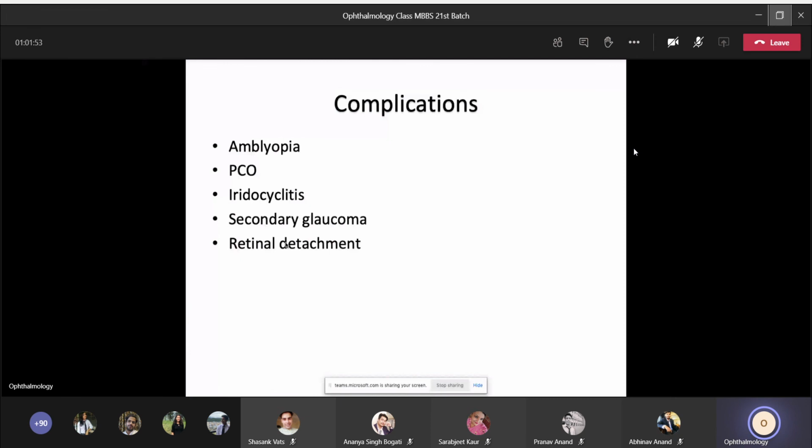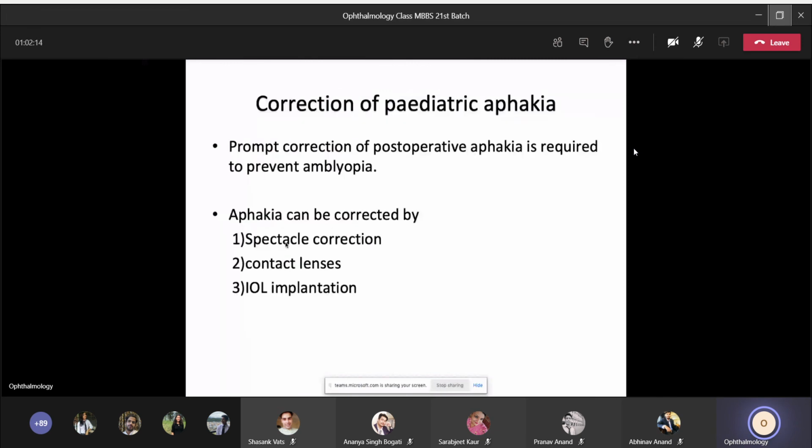There is also always a chance of secondary glaucoma. And since we are touching the vitreous in children, as we are doing the anterior vitrectomy, there is always a chance of retinal detachment. And if the child is less than 6 months of age and we have removed the lens and have not implanted the intraocular lens, then the children are aphakic.